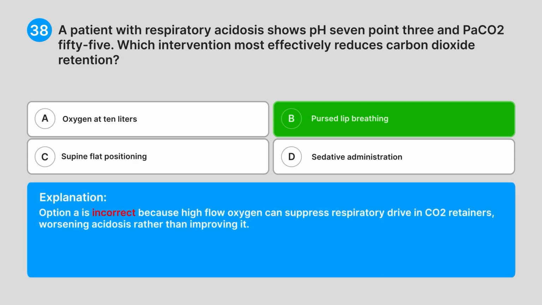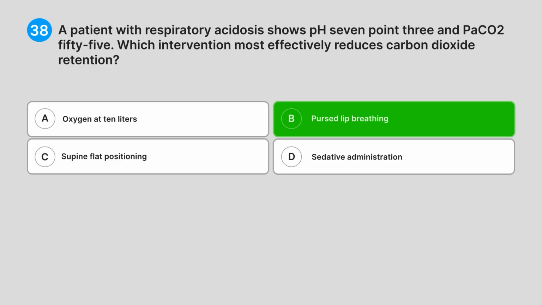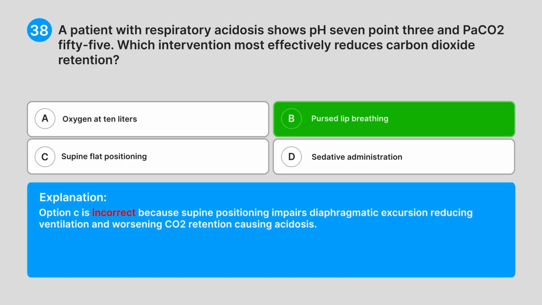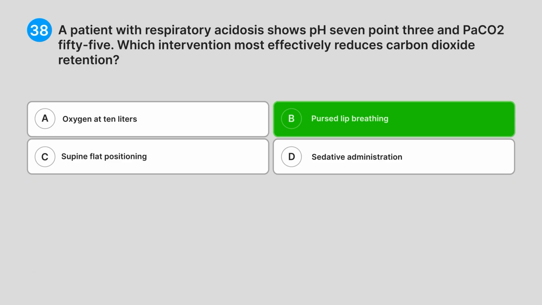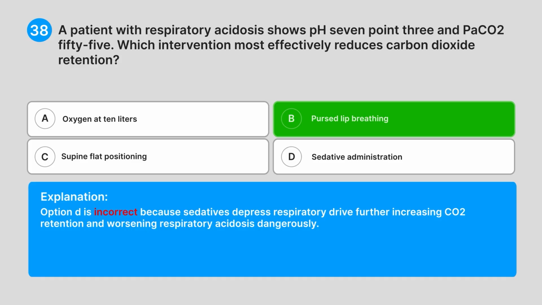Option A is incorrect because high-flow oxygen can suppress respiratory drive in CO2 retainers, worsening acidosis rather than improving it. Option C is incorrect because supine positioning impairs diaphragmatic excursion, reducing ventilation and worsening CO2 retention, causing acidosis. Option D is incorrect because sedatives depress respiratory drive, further increasing CO2 retention and worsening respiratory acidosis dangerously.